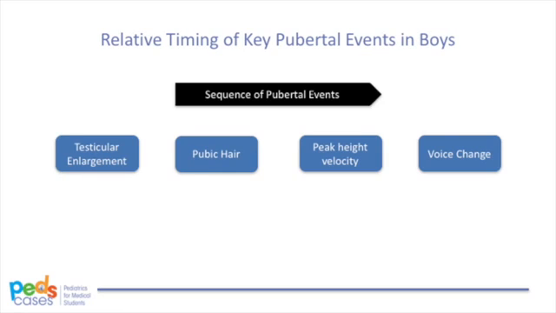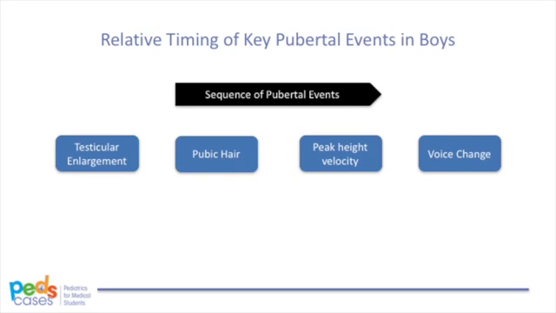In boys, testicular enlargement is seen as the first event, characterizing Tanner stage 2. Then, we may see the growth of pubic hair within a year, followed by a rapid increase in height. The deepening of voice is rather a late event. Peak height velocity and voice change typically occur during Tanner stages 4 and 5.